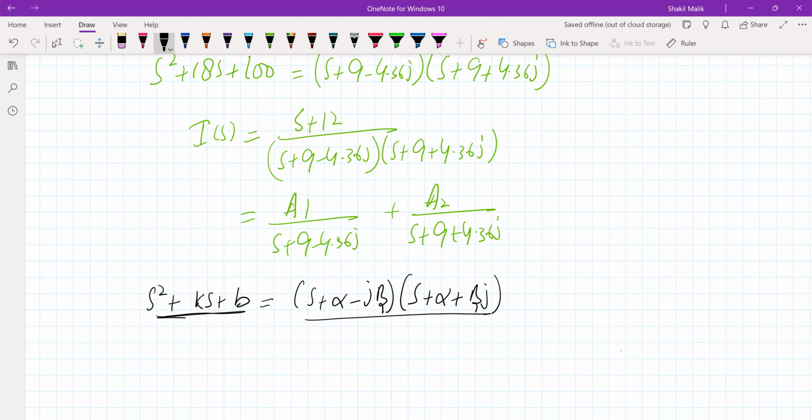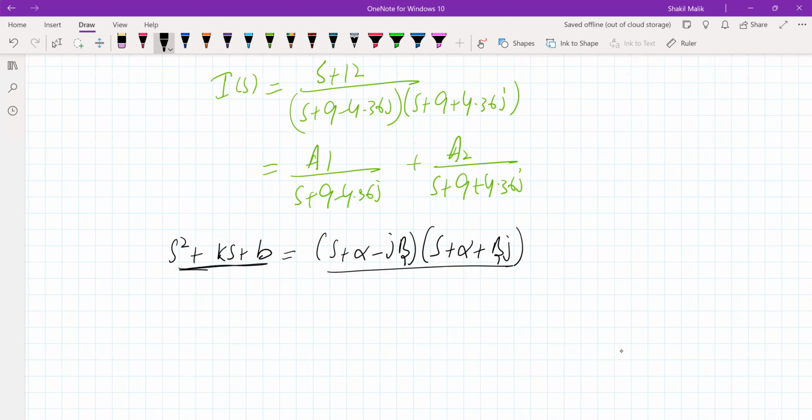For this term, you can write this is simply equal to the inverse Laplace transform. You can write it simply as e to the power of minus alpha t, A1 cos of beta t. Let me write A instead of A1, so not confused with this A1 here. A cos of beta t plus B sine of beta t.